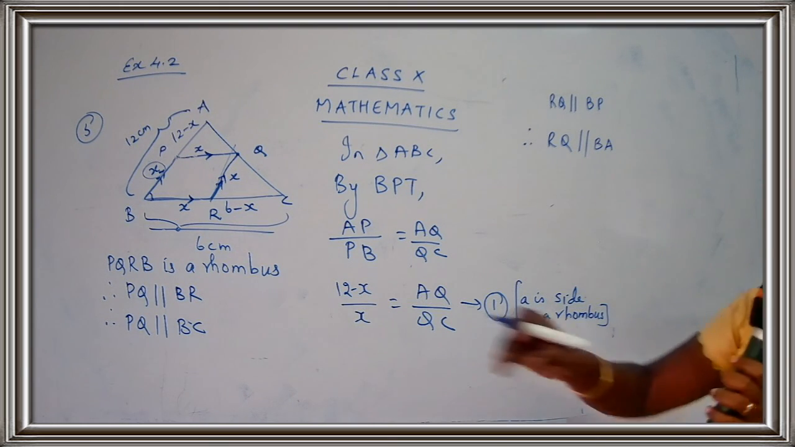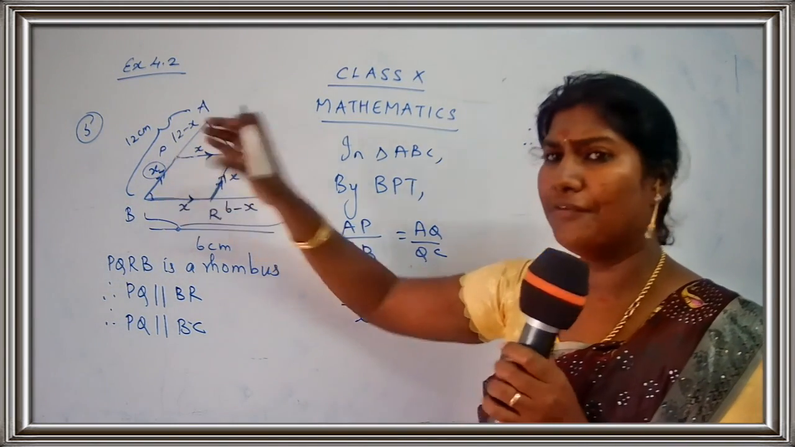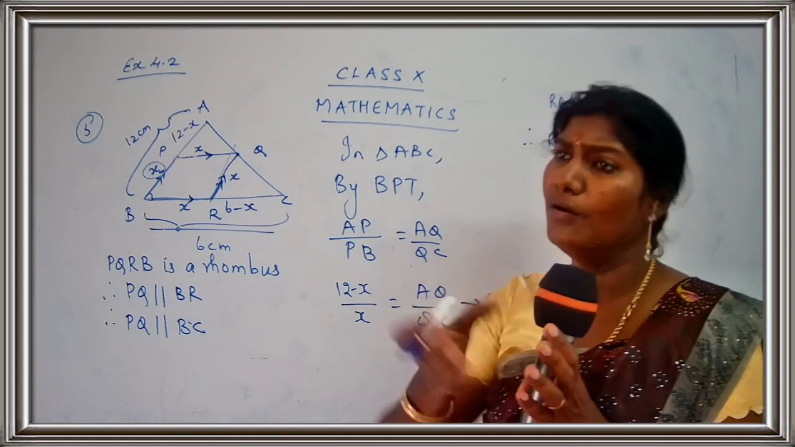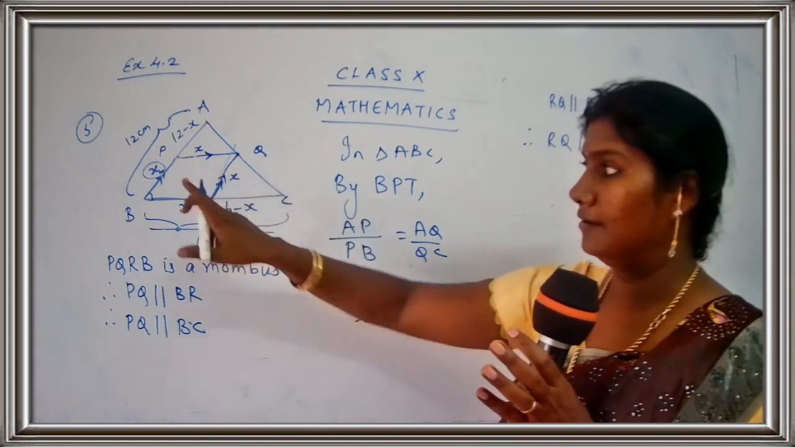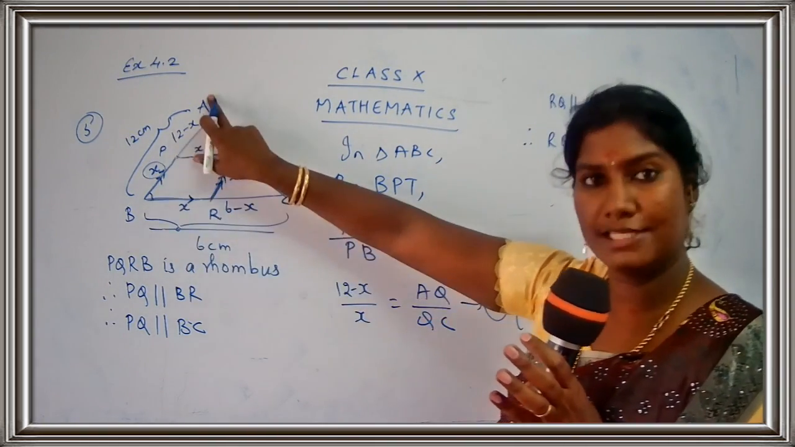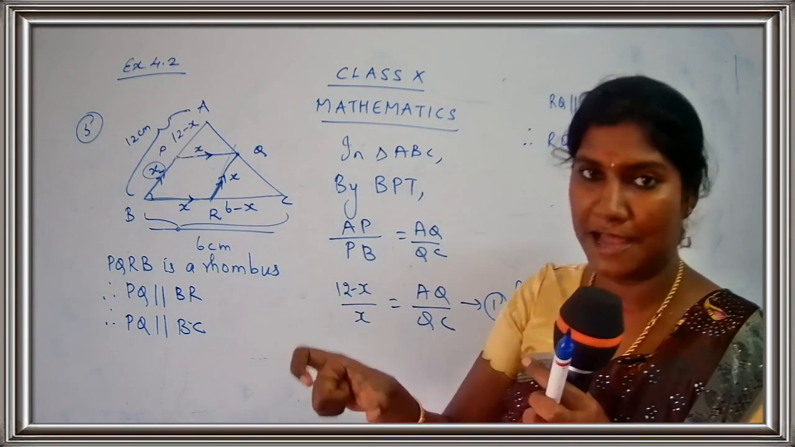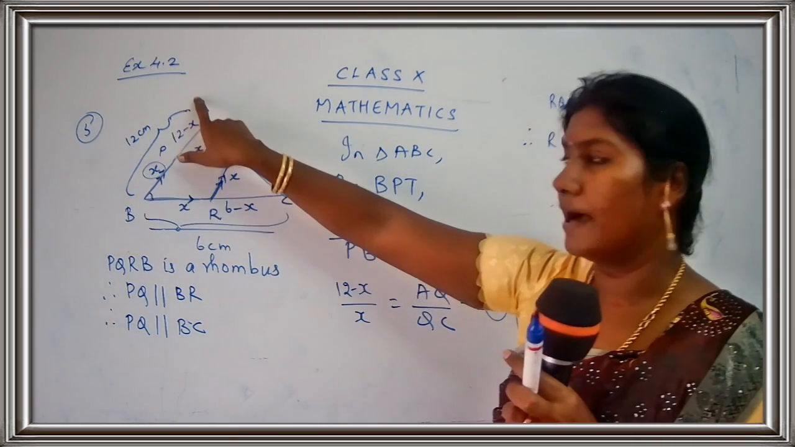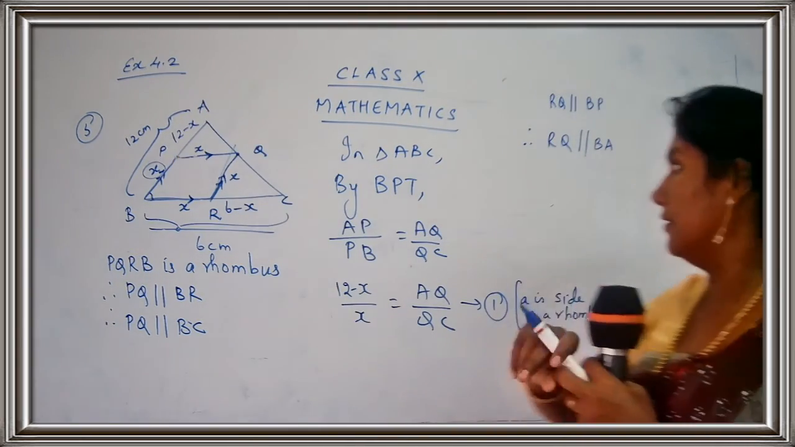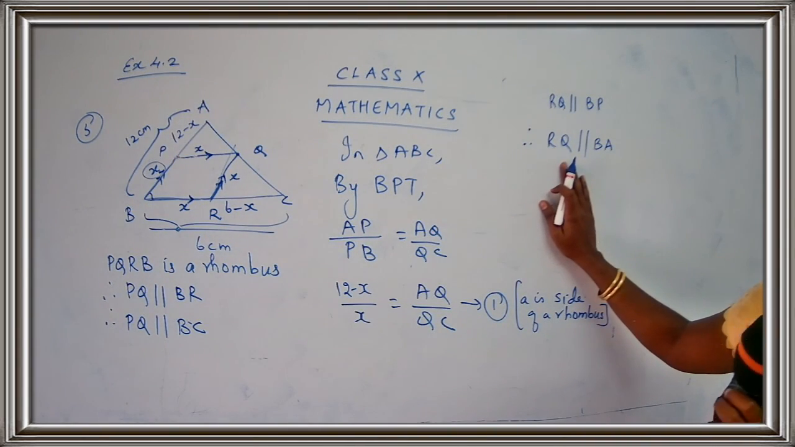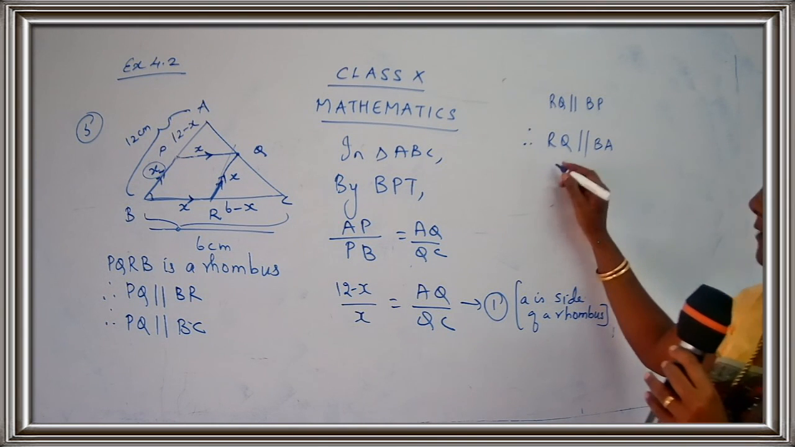So first is just a part, BP. If a part is parallel, the whole part will be parallel. This BP is a part of BA. Yes, children? BP is a part of BA. So if BP is parallel, the whole part, that is BA, will be parallel. Now we are going to apply the basic proportionality theorem here.